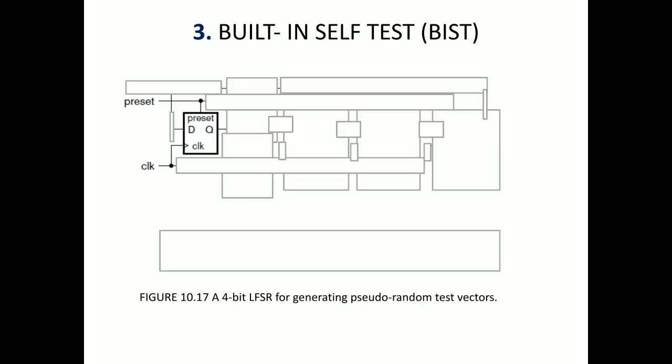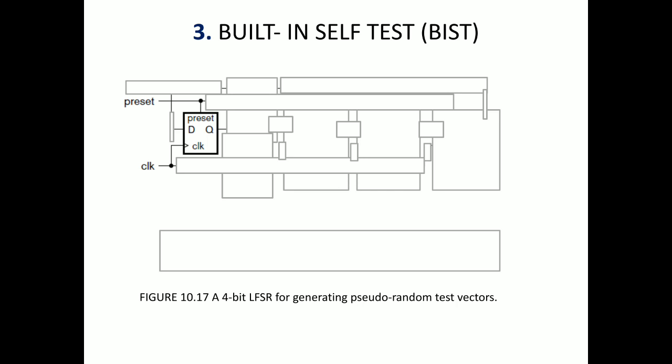Consider a figure of a 4-bit LFSR. LFSR means linear feedback shift register for generating pseudo random test vectors. Consider a D flip-flop with a D input, clock input and Q output. Also there is another preset input. Preset means set the flip-flop output value to 1 earlier. Set means set, preset means set earlier. Set the output of the flip-flop to 1 before the flip-flop starts working.